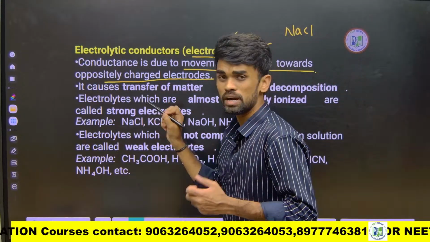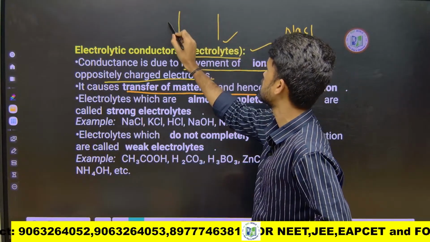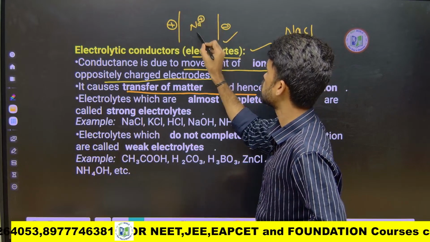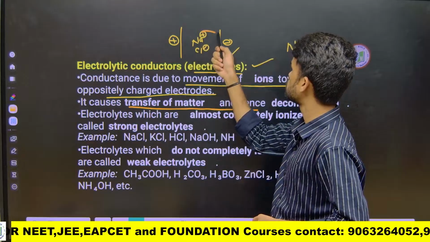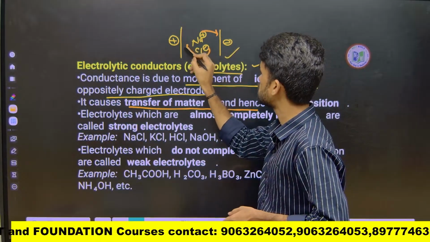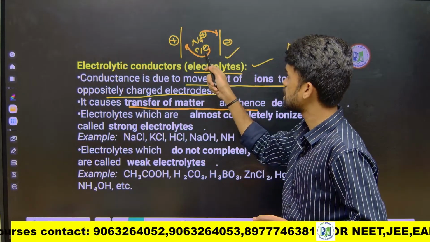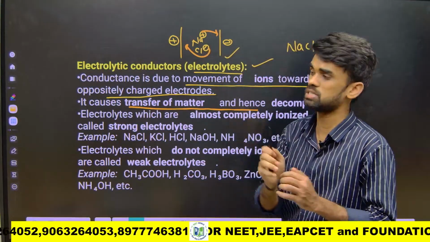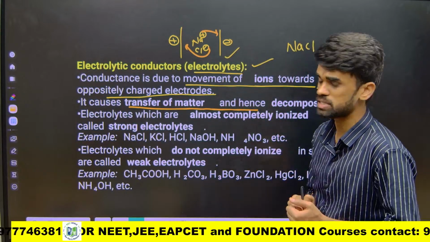Here, transfer of matter takes place. We have two oppositely charged electrodes, this one positive and this one negative, and a sodium chloride solution. The Na+ ions, the cations, all move towards the negatively charged electrode, and all the anions move towards the positively charged electrode. So here we are seeing transfer of matter: Cl- is transferring to the positive electrode, and Na+ to the negative one. Like this you should understand. Hence decomposition also takes place.